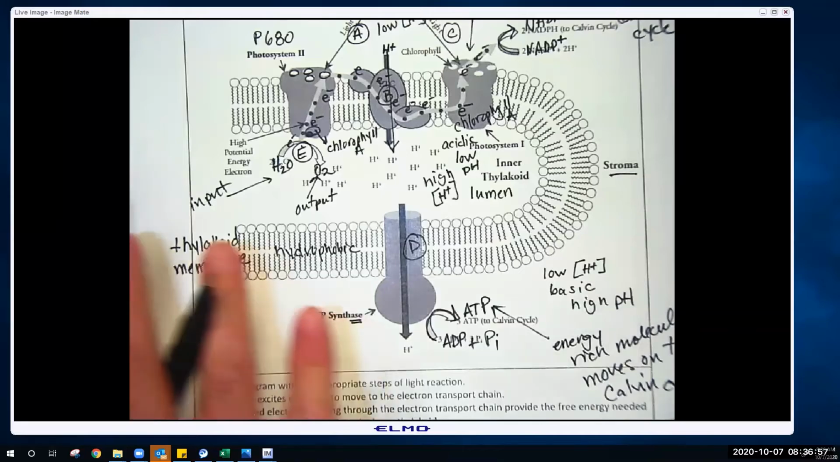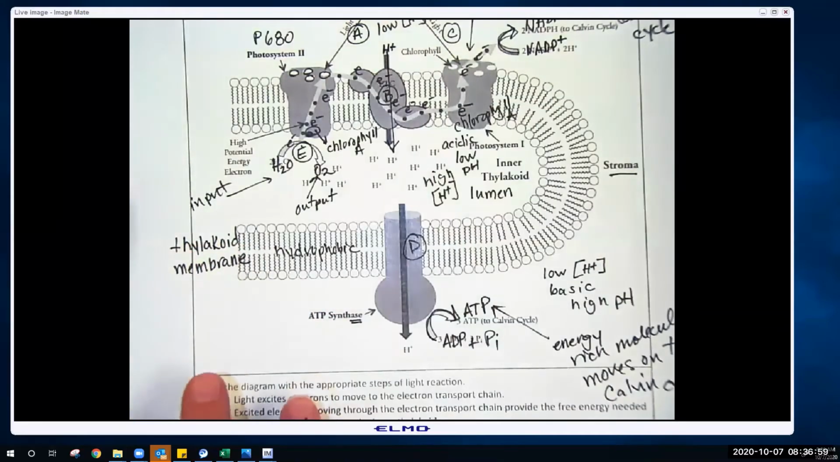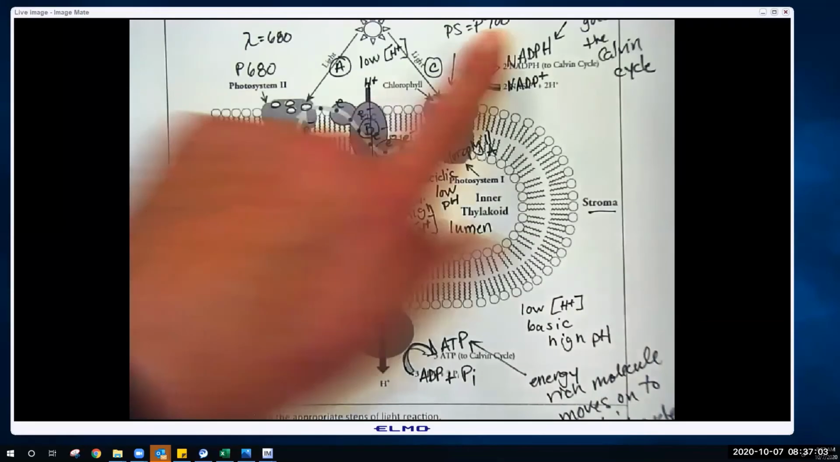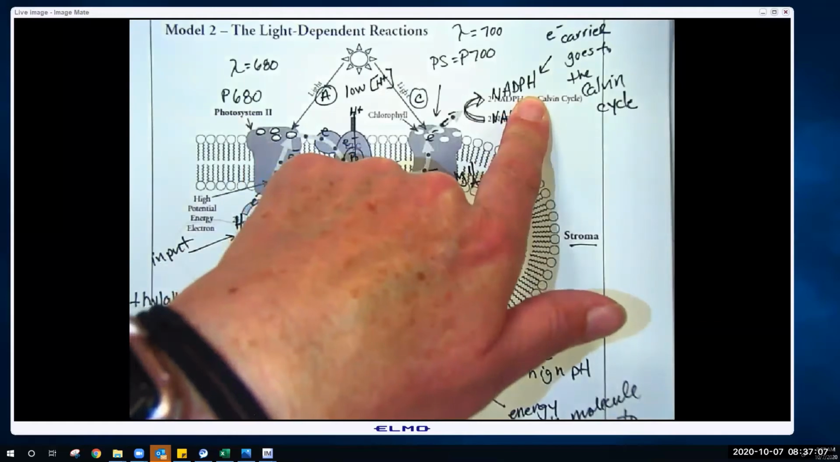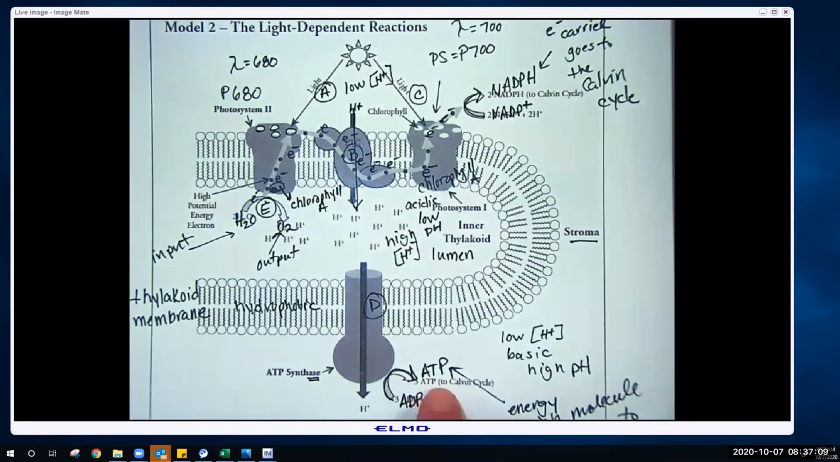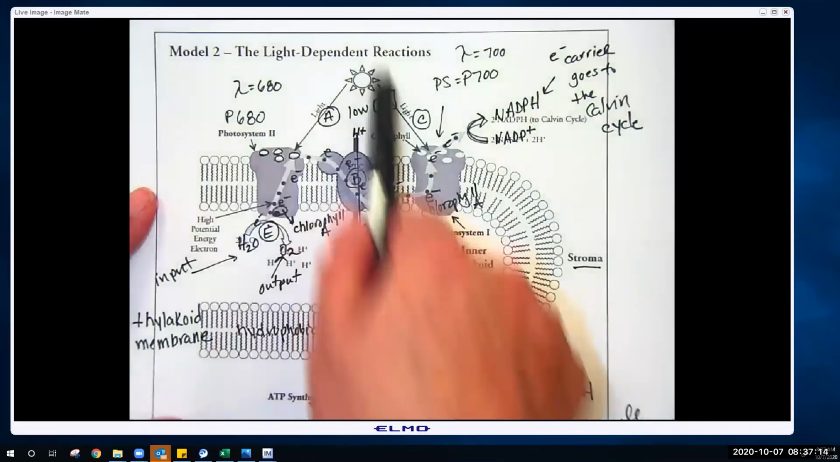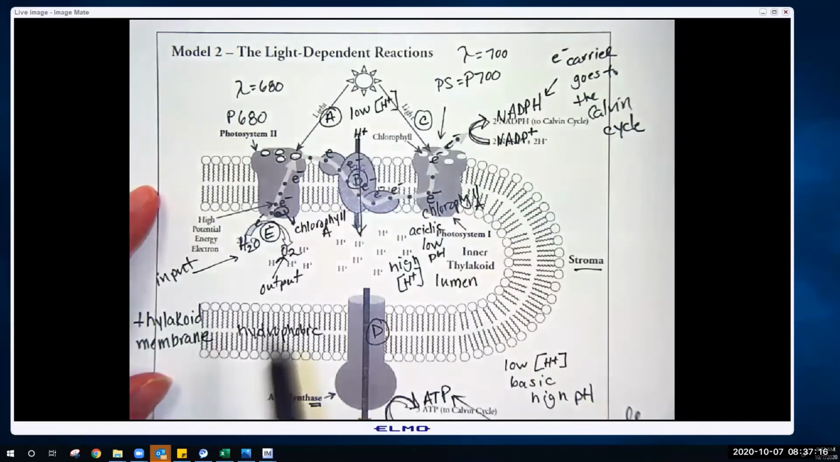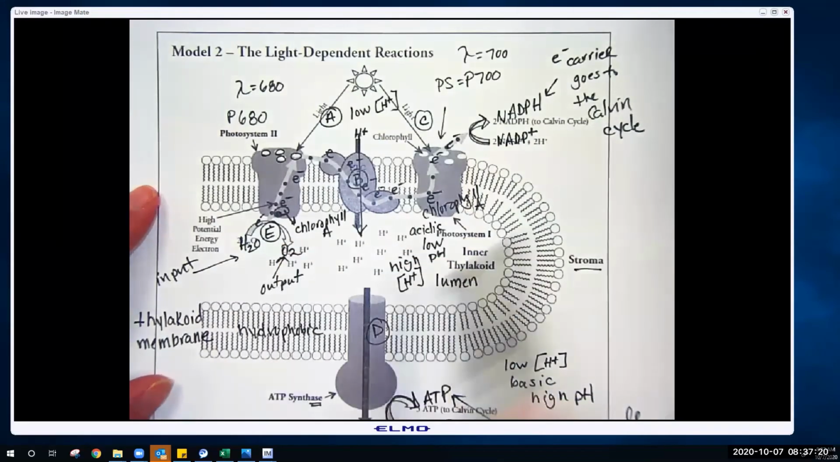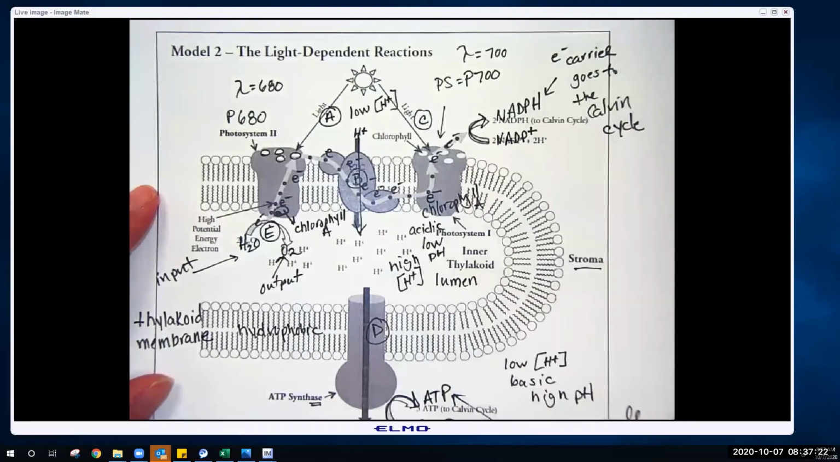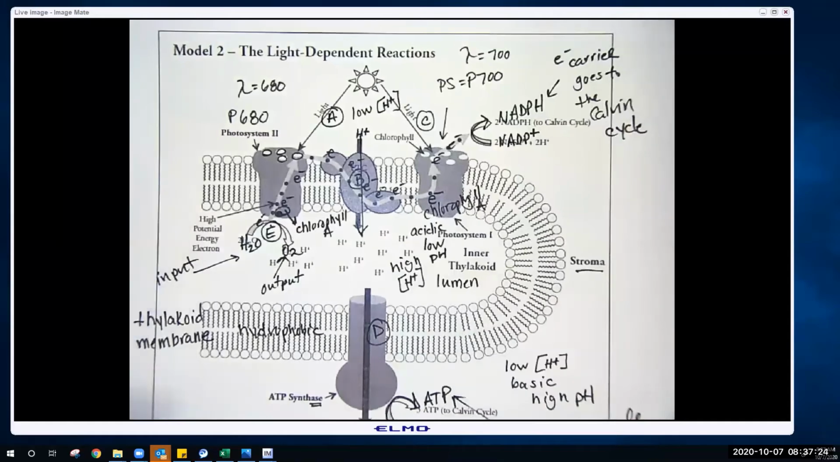So the whole purpose of this light reaction is to make the electron carrier, NADPH, and to make ATP. It takes energy from the sun to move electrons, power proton pumps, and create our energy-rich molecules that are needed for the next part of photosynthesis, which is called the Calvin cycle.